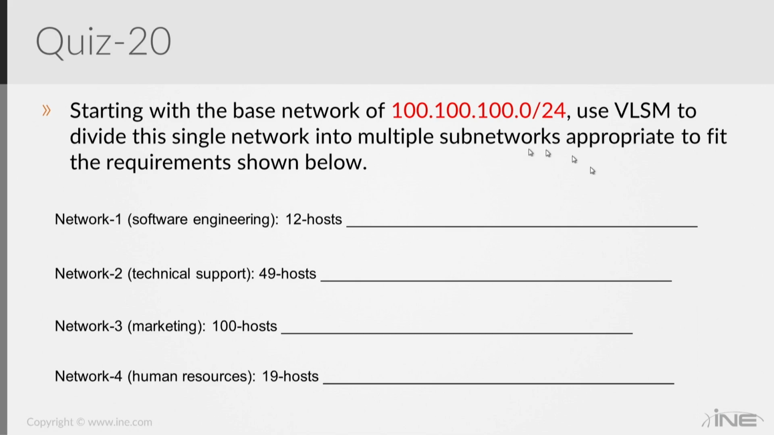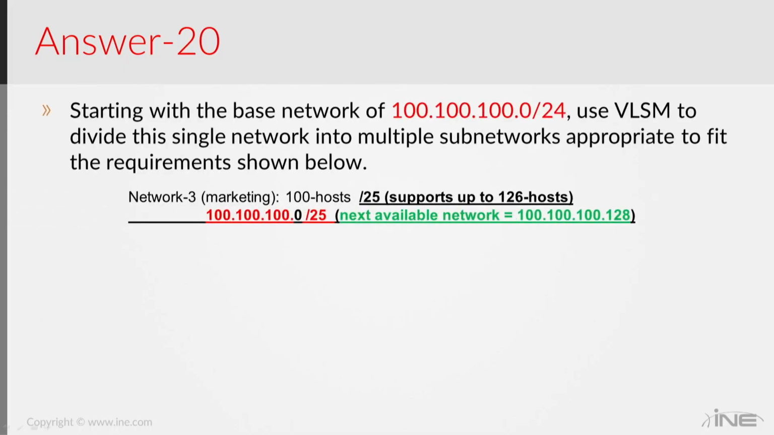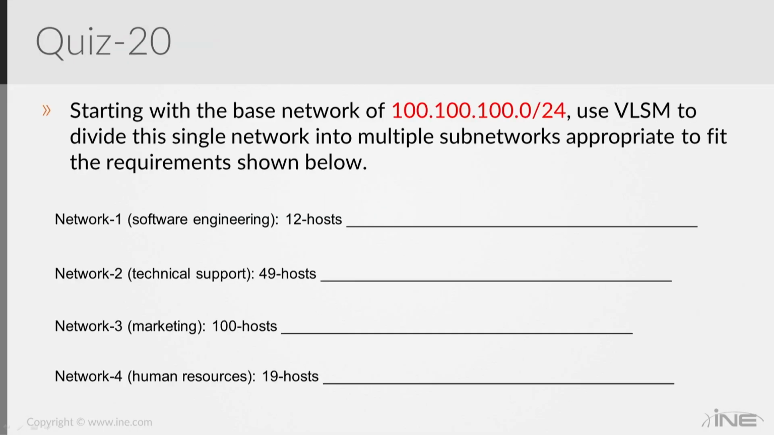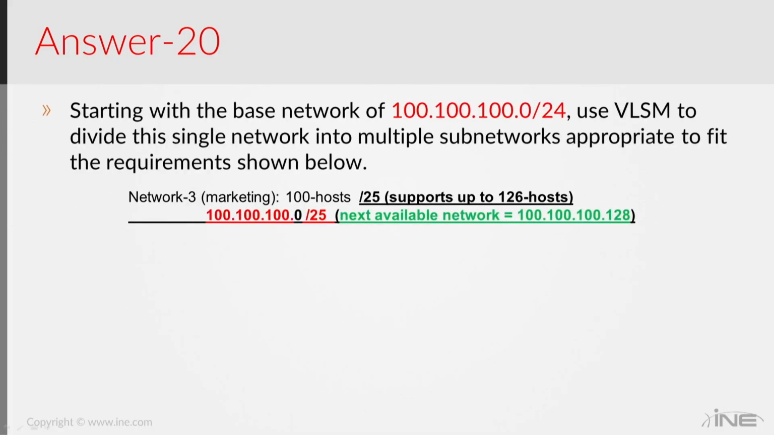Okay, let's work through this one. First thing was, hopefully you reordered them by largest network, I should say largest host requirement to smallest host requirement. So from what we saw before, the biggest network was network number 3, marketing, with 100 hosts. So we start with that one. And we needed a /25 subnet mask to support up to 100 hosts. /25s mean our subnets are always in increments or multiples of 128, so our next network was 128.